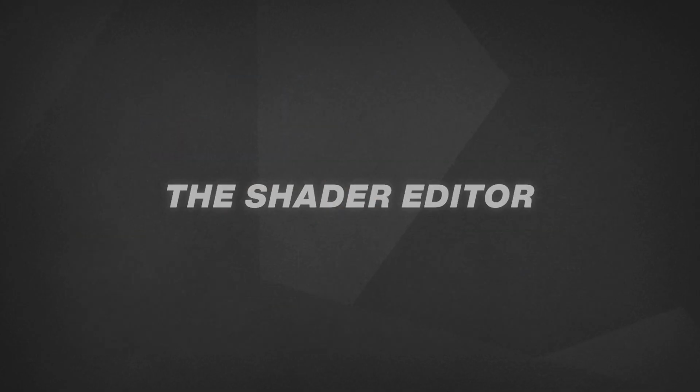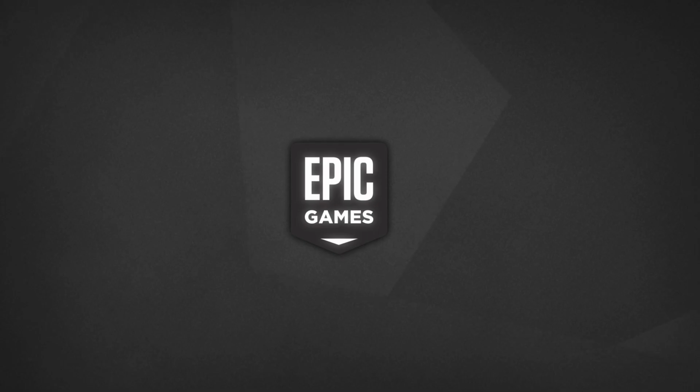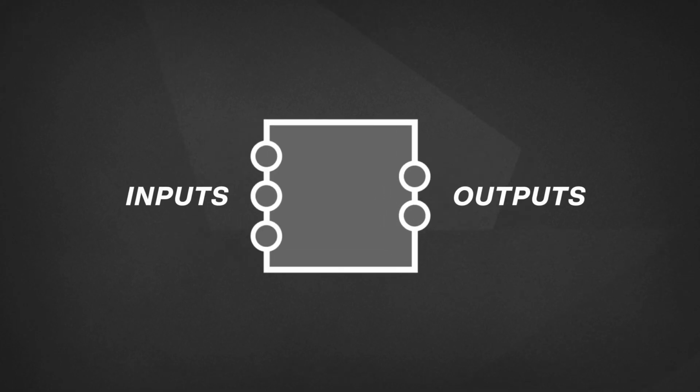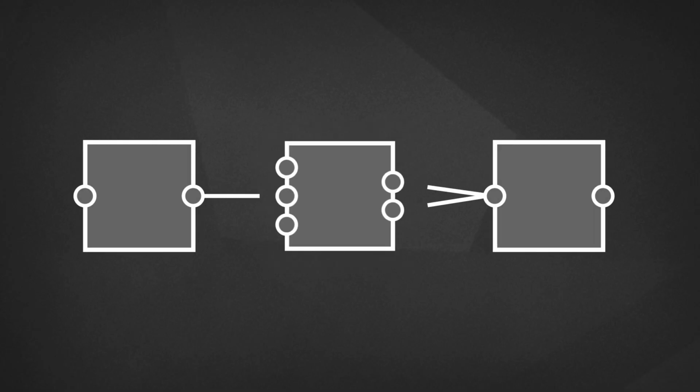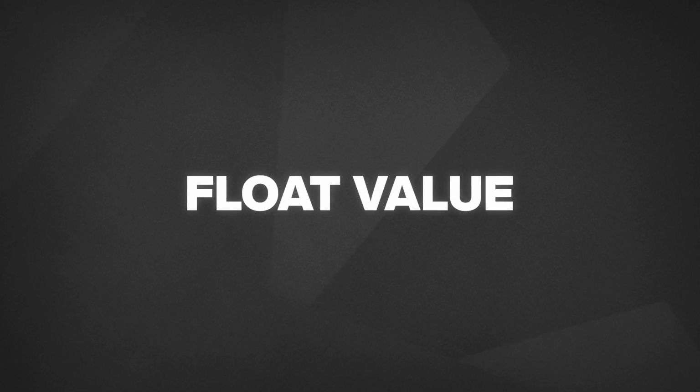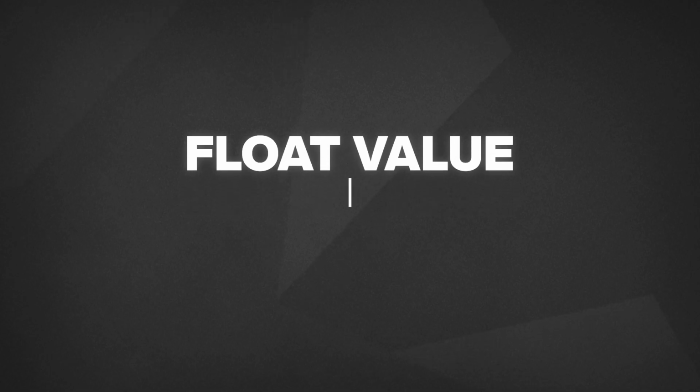The shader editor from Epic Games is a node-based one, just like Substance Designer. That means we have code lines compressed into small boxes that have a use. These boxes have inputs and outputs. When the information comes through them, they apply the code to it and provide you with a new result. Some nodes don't have an input. This is because they are providing certain information that you can use to get specific outcomes. A great example is the float value, or as we know it inside Unreal Engine, the constant node.